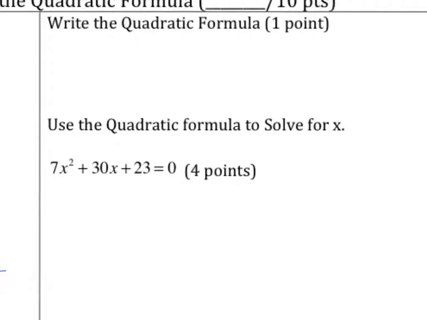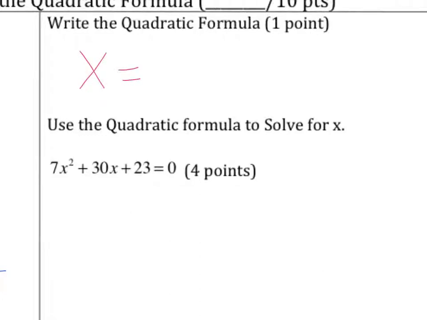For tomorrow, you need to be able to write the quadratic formula. It's only worth 1 point, and if you don't know it, you're welcome to come to me and I will write it for you for the cost of that 1 point. Next week, it'll be worth 2 points.